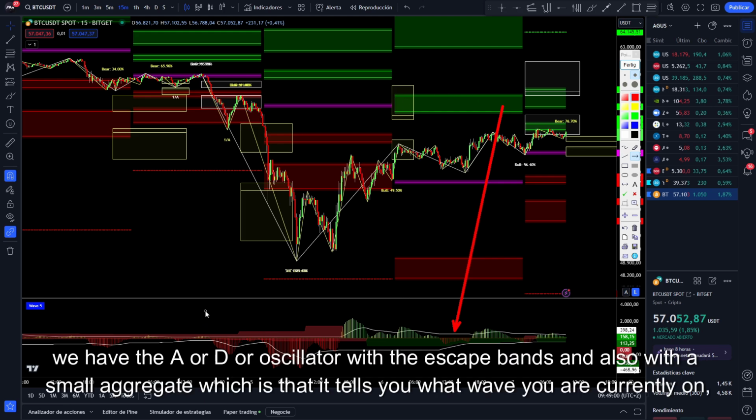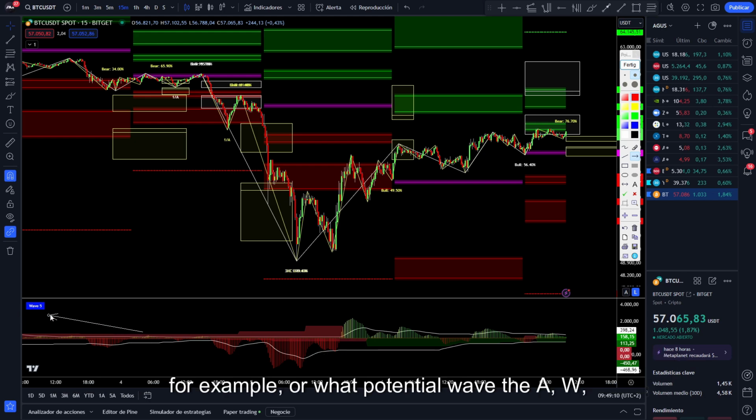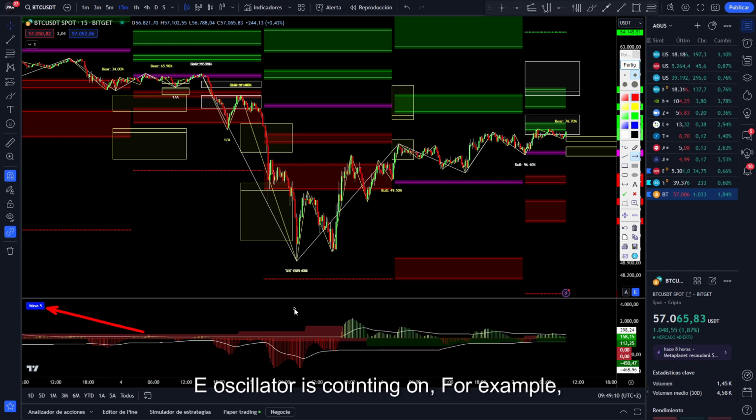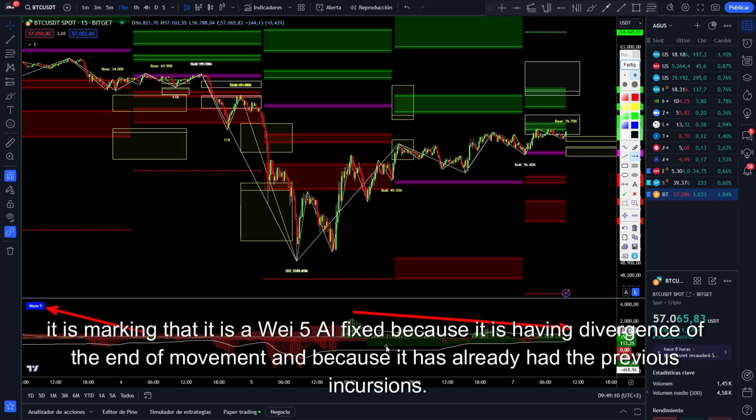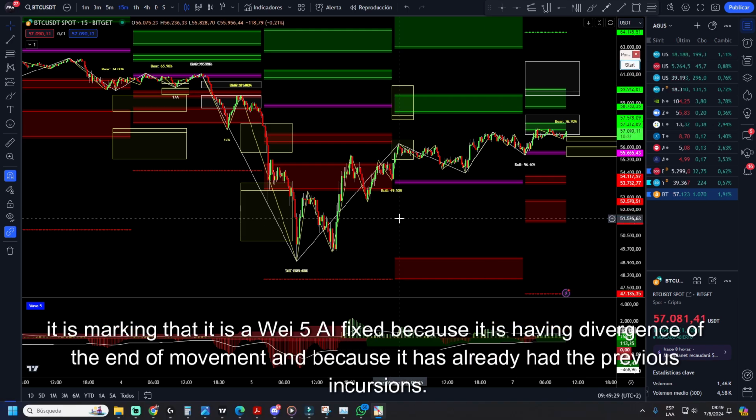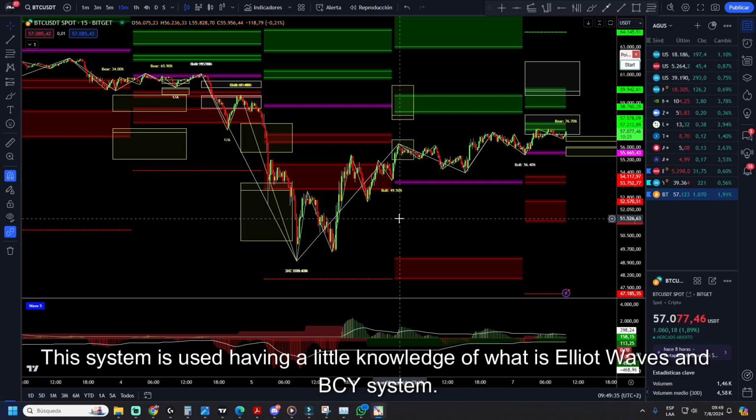So, well, we have the AWE oscillator with the exhaustion bands and also with a small addition, which tells you what wave you are currently on, or what potential wave the AWE oscillator is counting. For example, in this one at this moment it appears in blue. It is marking that it is wave 5, because it is having end-of-movement divergence and because it has already had the previous incursions.